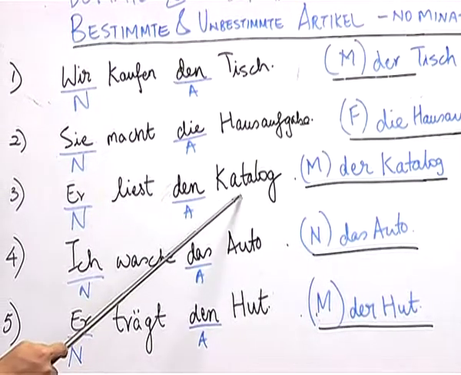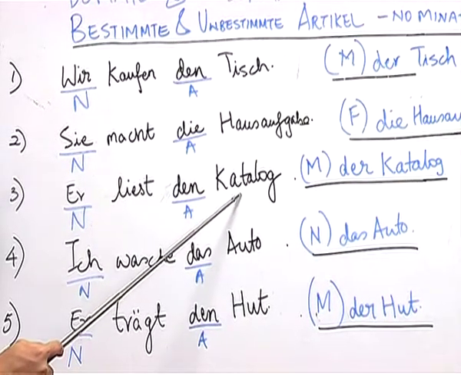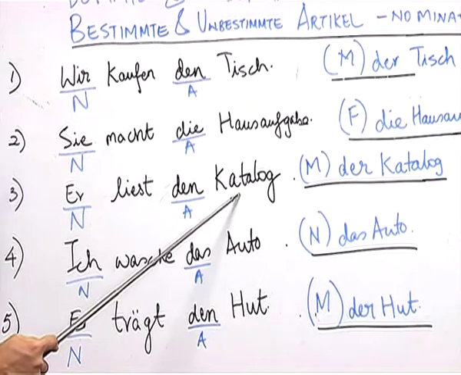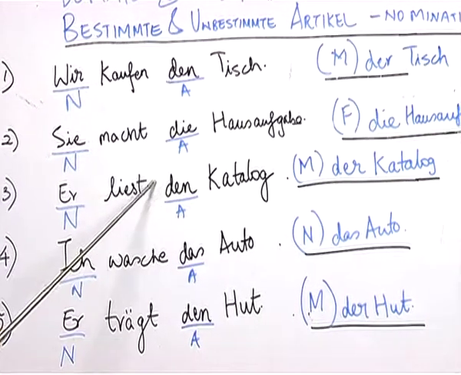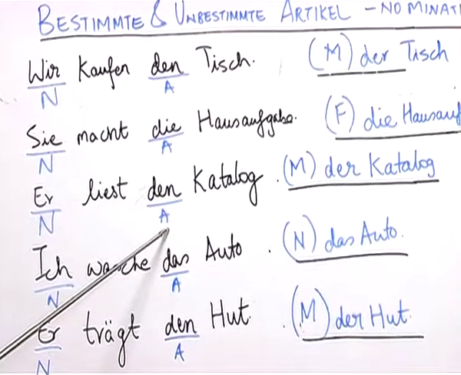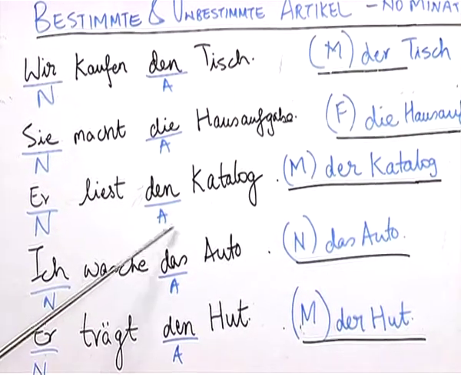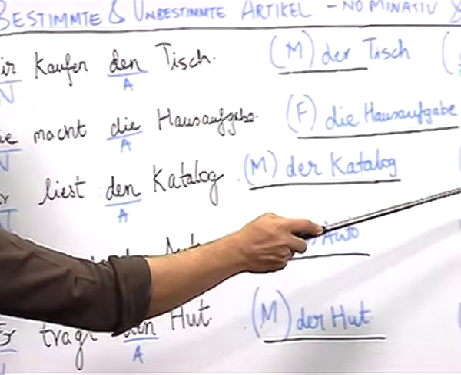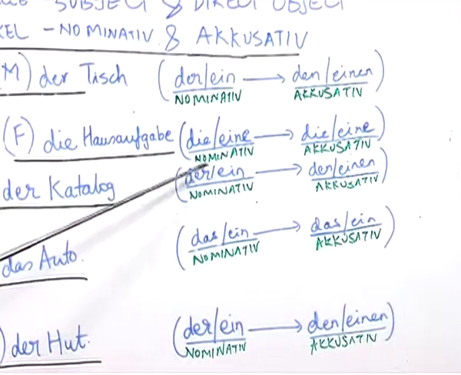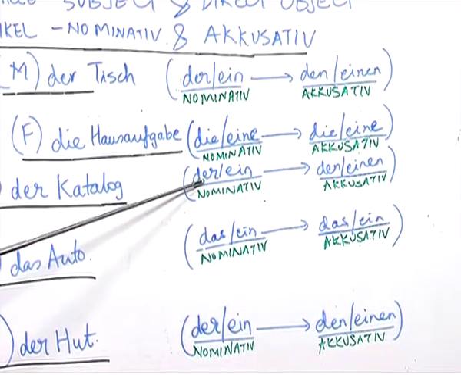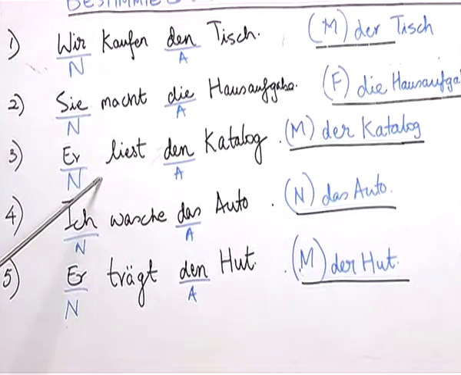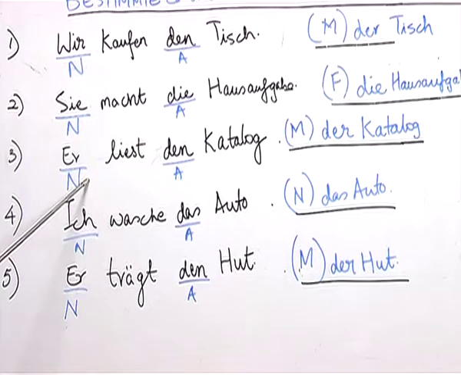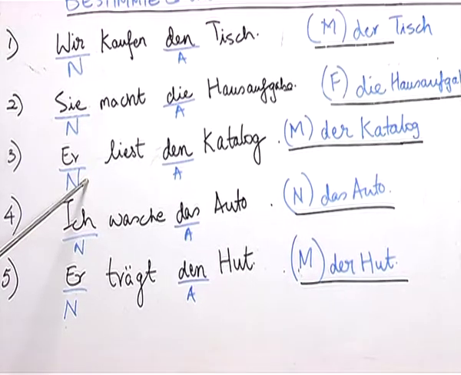Liest den Katalog. Katalog is similar to catalog, and here as you can see the definite article den is converted into accusative, and you know that den is derived from the masculine article der, and the verb lesen here is conjugated according to the pronoun which is third person singular.